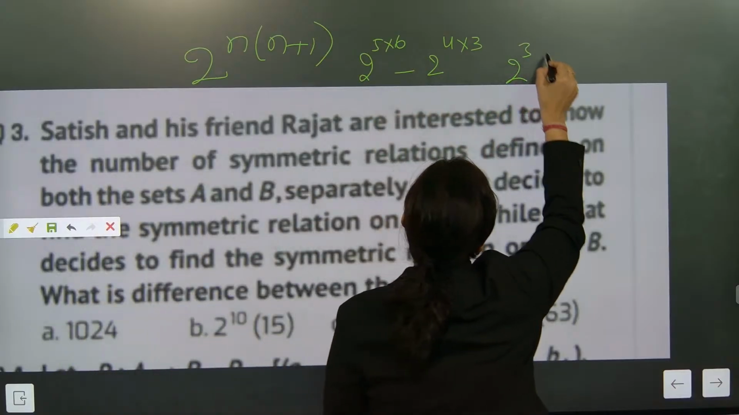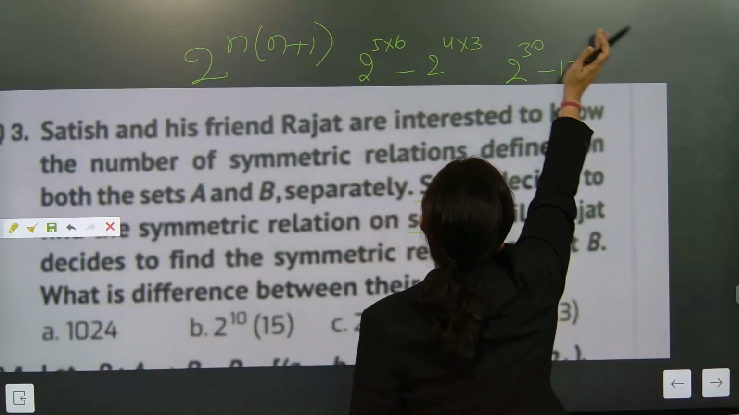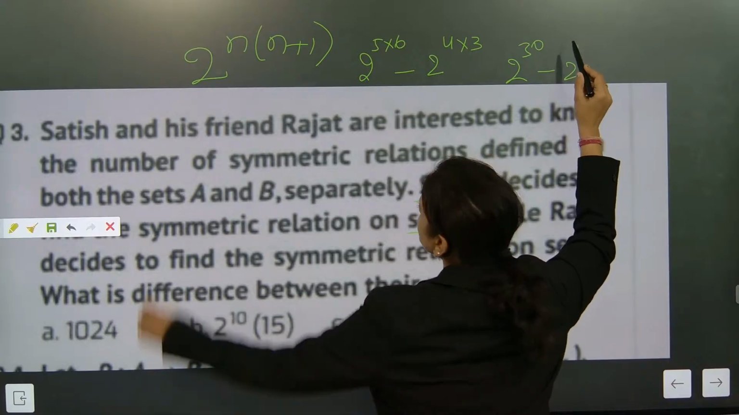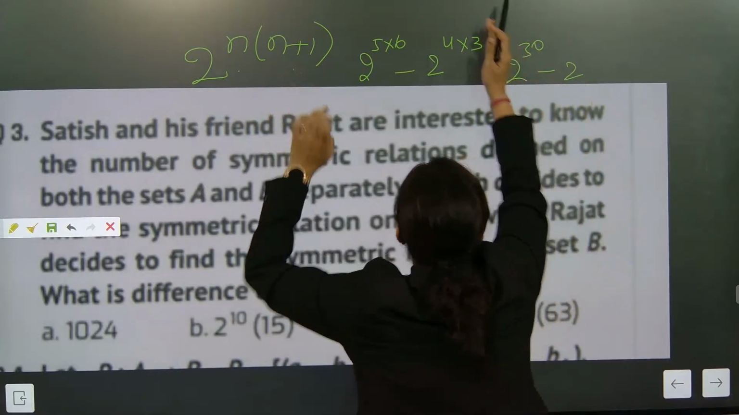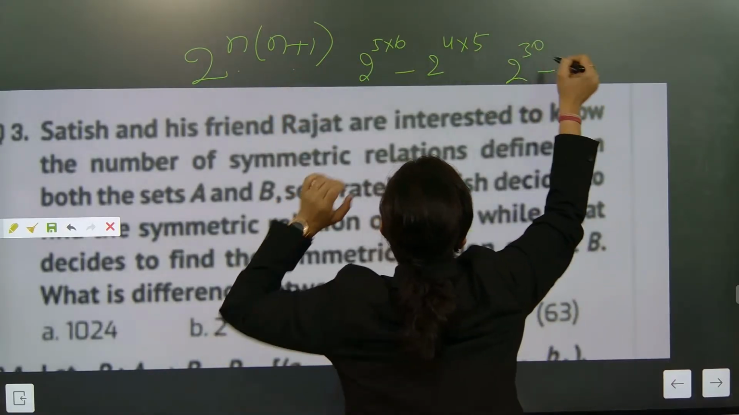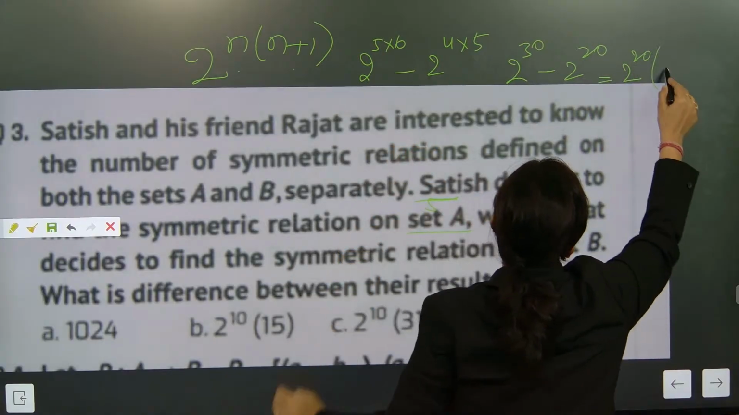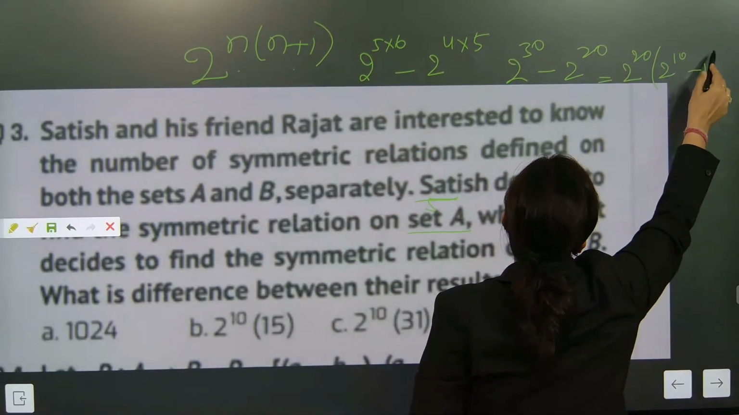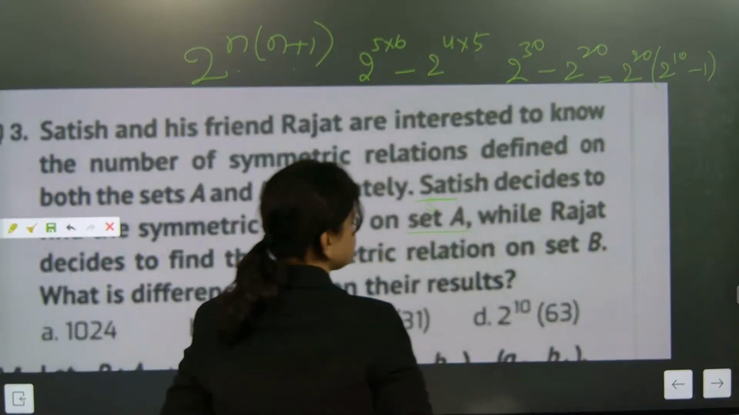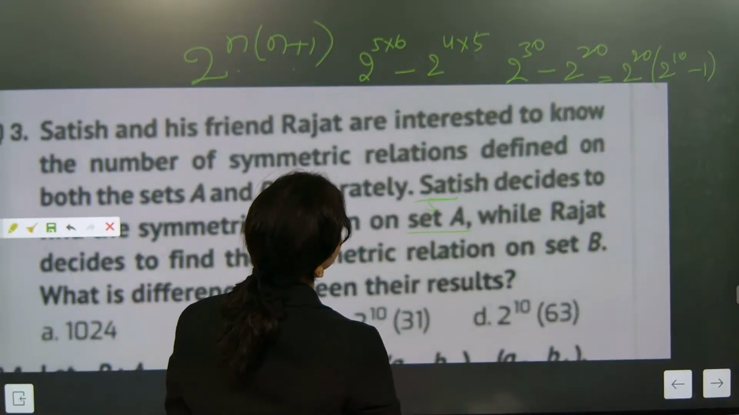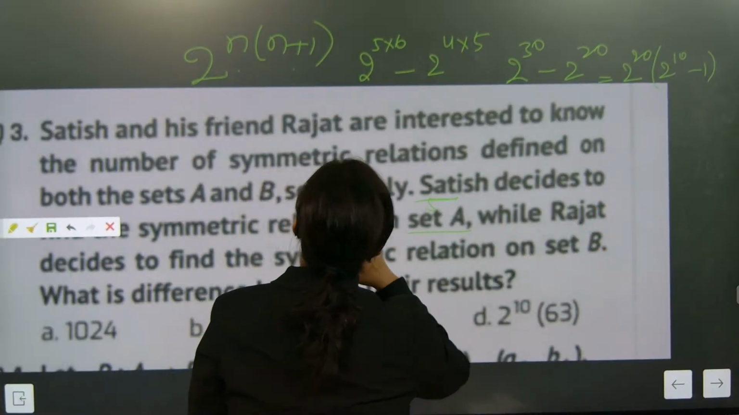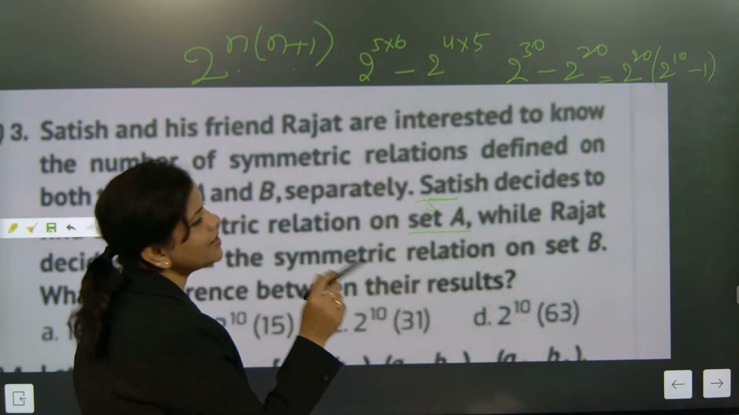2 to the power 30 minus 2 to the power, because n plus 1. So here it will become 5. So here 20. First we will take out 2 to the power 20, then it will become 2 to the power 10 minus 1. Correct or wrong? Check.